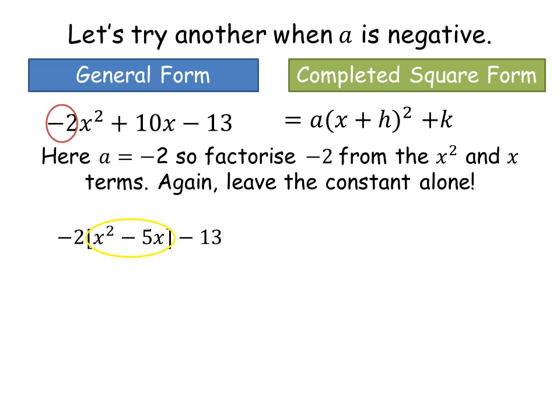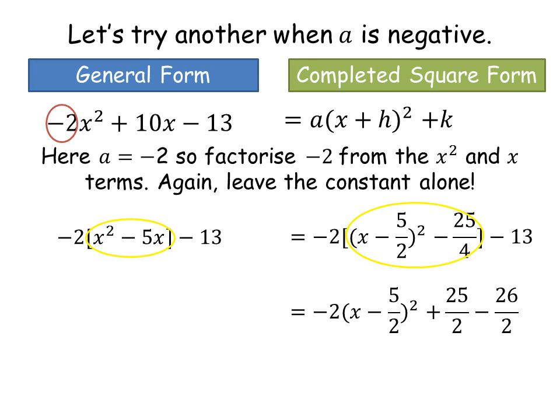Deal with your x squared and x. Bring over the negative 2 on the square brackets. Keep it neat, error-free. I know that x squared minus 5x is equal to x minus 5 over 2 all squared minus 25 over 4.